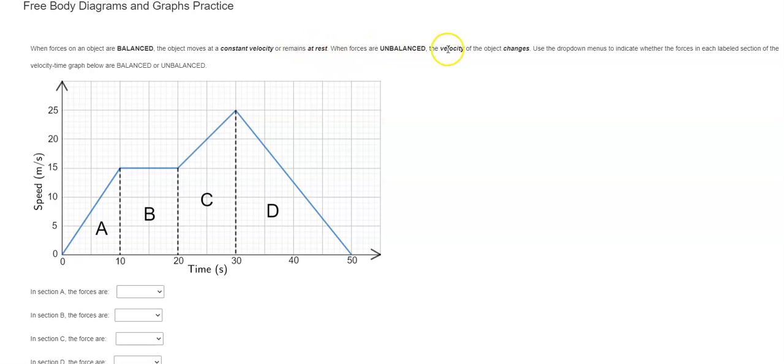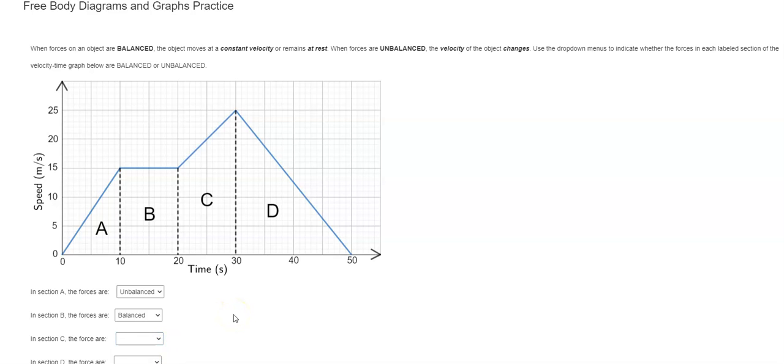When forces are unbalanced, the velocity of the object changes. So we're going to use the drop-down menus to indicate whether the forces in each labeled section of the velocity time graph are balanced or unbalanced. This is going to be really simple, but you have to practice it, you have to know it. If I have a slope of any kind, my forces are unbalanced. If it's flat, that means my velocity is a constant 15 meters per second here. If my velocity is constant, my forces are balanced. Here I have another slope. It's not a constant velocity, it's a changing velocity. So again, it would be unbalanced.